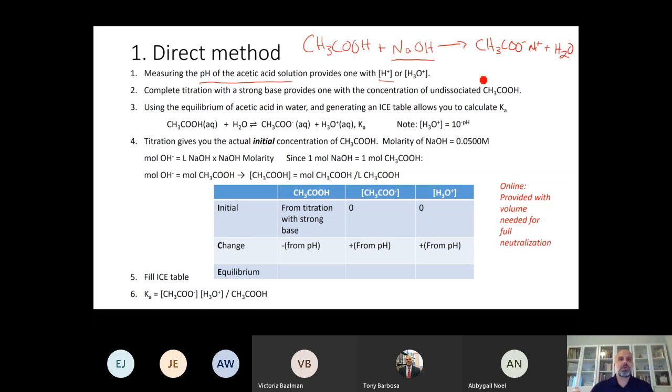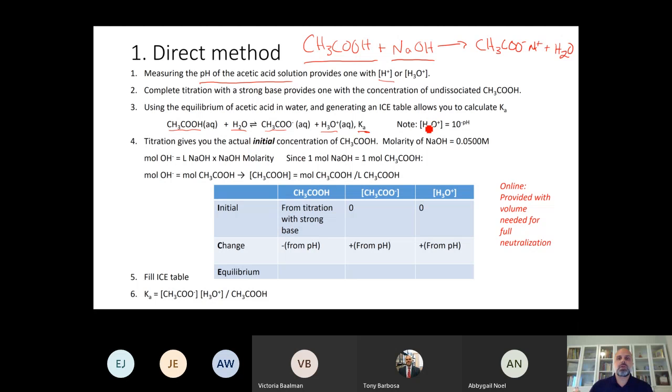And when we go through with a strong base, the quantity of sodium hydroxide that you add is going to be equal to the quantity of acetic acid that you start with in order to reach the end point. So we have our equilibrium for the acetic acid in water. When you take the acetic acid and dissolve it in water, it forms the acetate ion plus protons, and this has a Ka associated with it.